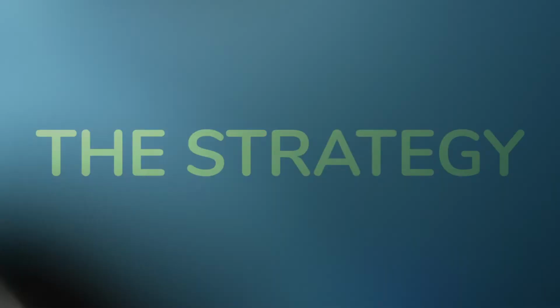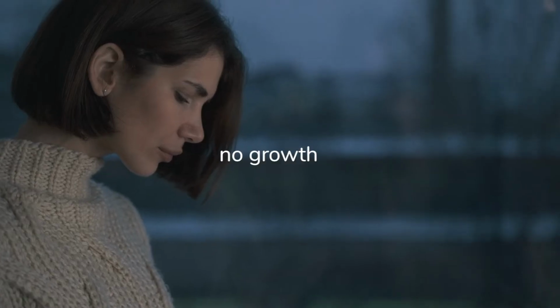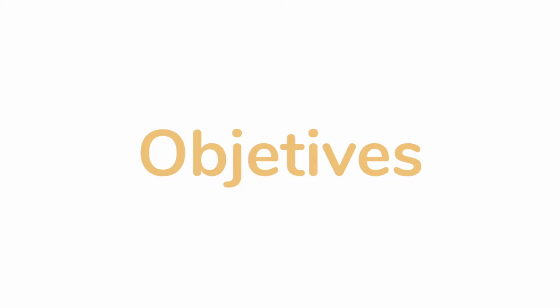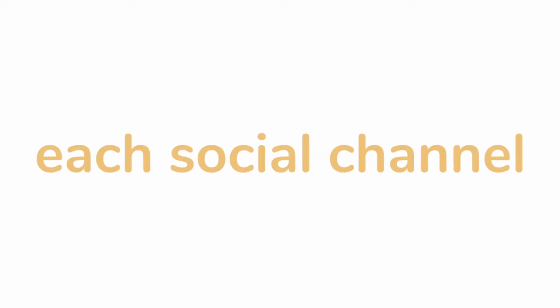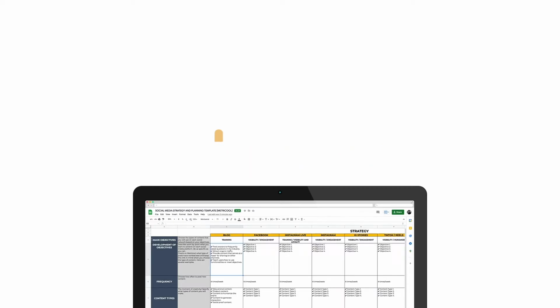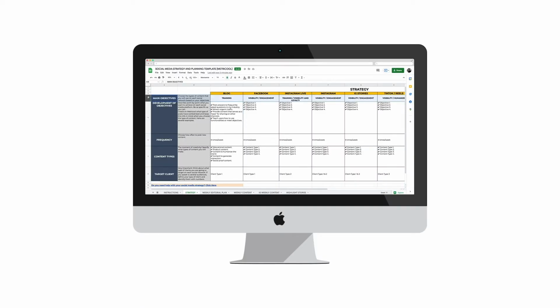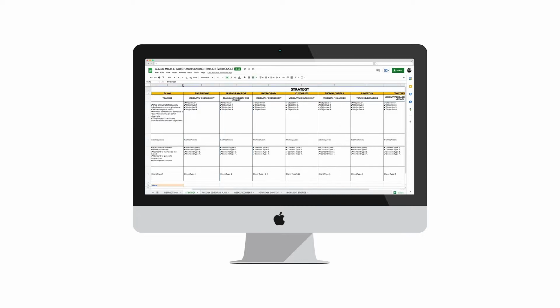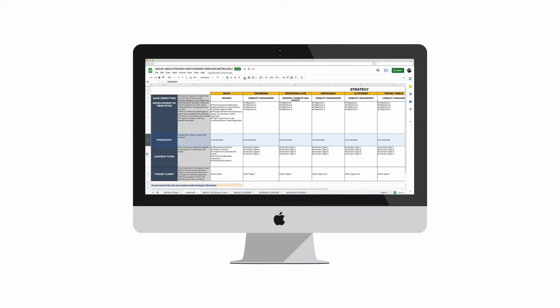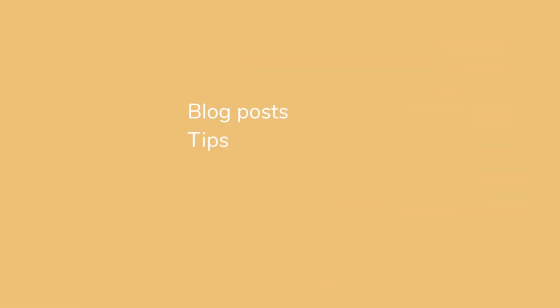We start with the strategy. Without a strategic plan, there's no growth. Here, you set the objectives you want to reach with each social channel, so you always know what to post based on those objectives. As you can see, each social network has its own purposes. You choose yours. Also, establish the posting frequency and roughly define the content and topics to be shared. Your blog posts, tips, behind the scenes, etc.